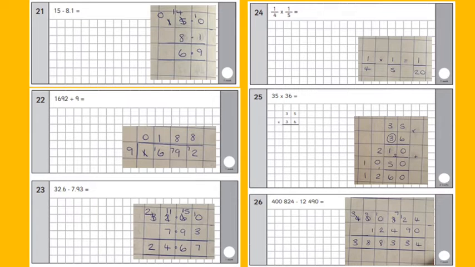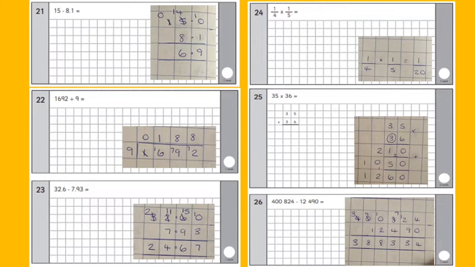Number 24, I love multiplication fraction questions. They are the easiest fractions questions out there. You just multiply your numerators and multiply your denominators together. 1 multiplied by 1 is 1, don't fall into the trap of putting 2 down, and 4 multiplied by 5 is 20.